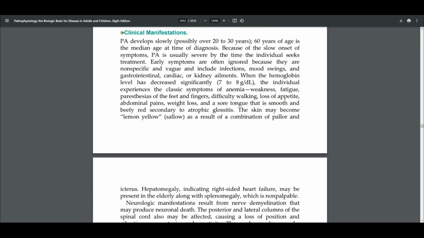Well, PA develops slowly, possibly over 20 to 30 years. So, 60 years of age is the median age at the time of diagnosis.